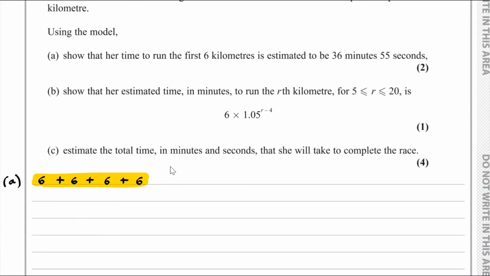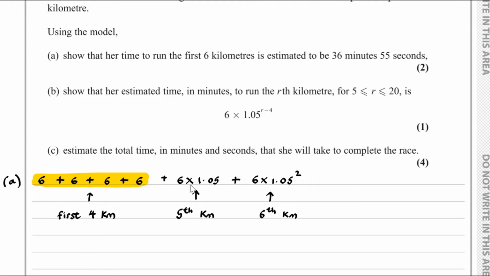Okay, so for her next one, we would have 6 times 1.05. So this is the 5th kilometer, and then for her 6th kilometer, we have 6 times 1.05 squared. So what this is over here is the first 4 kilometers. This here is the 5th kilometer, and this over here is the 6th kilometre she runs.